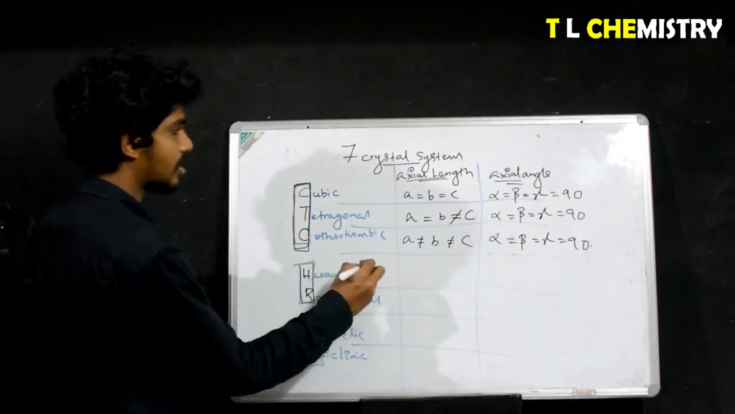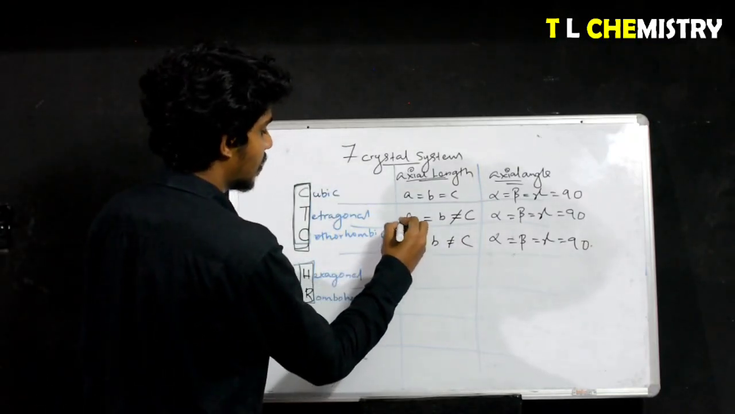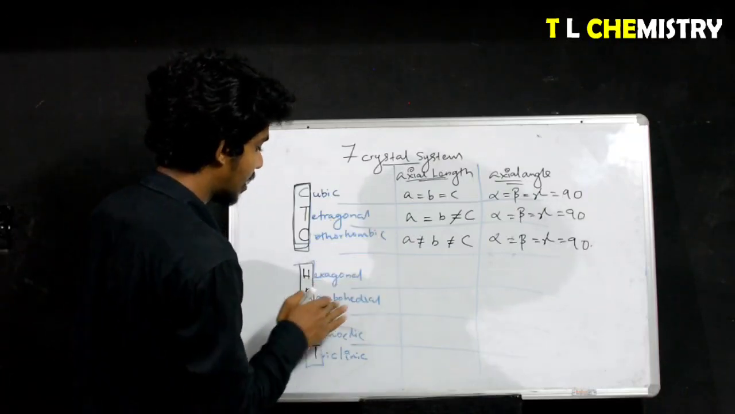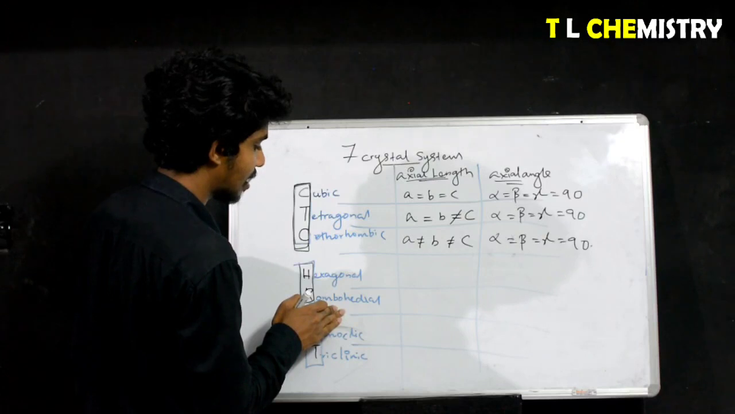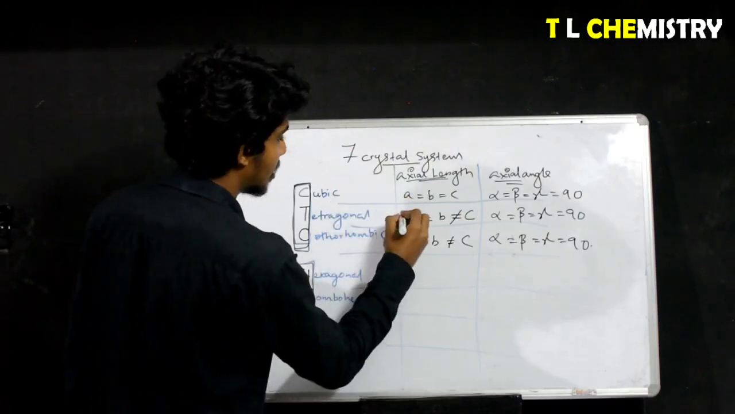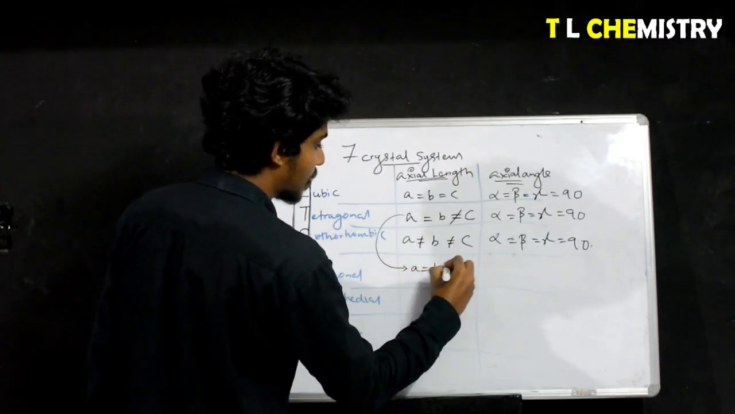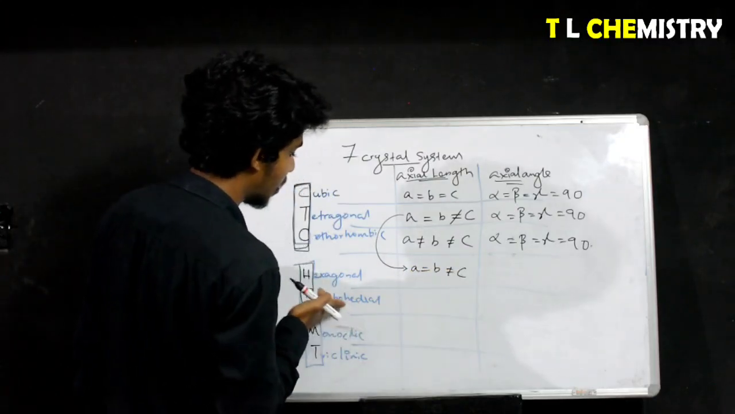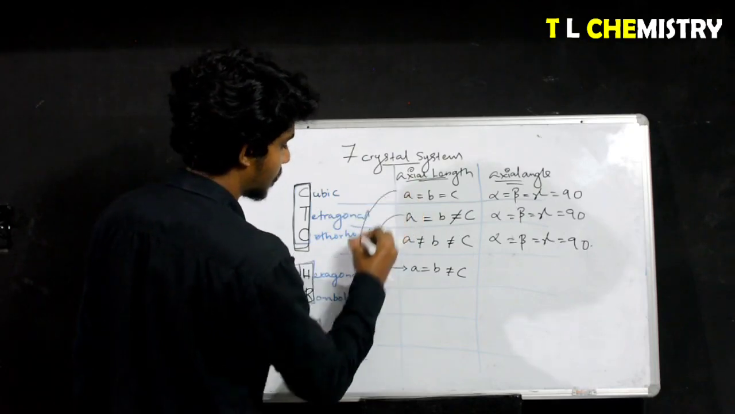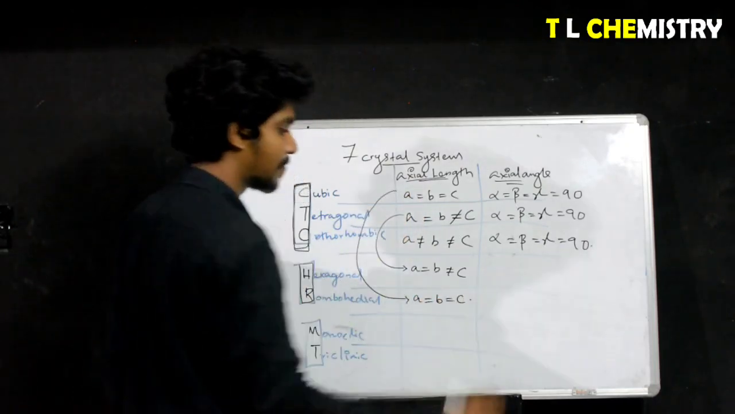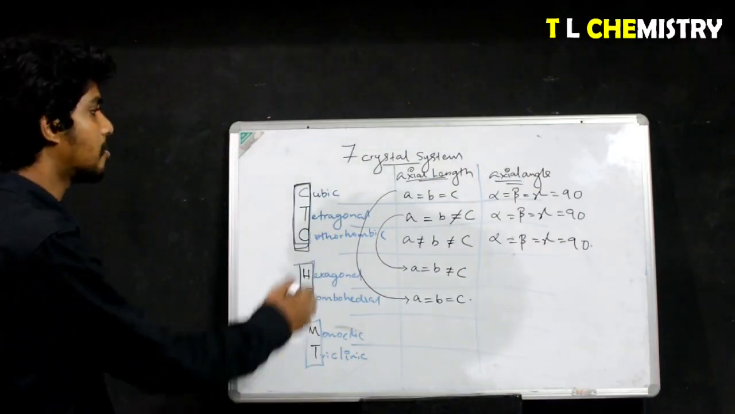In case of hexagonal, the axial length is the repetition of the second, and in case of rhombohedral, the axial length is the repetition of the first. That is, hexagonal can be written A is equal to B not equal to C, and rhombohedral is A is equal to B is equal to C. Clear? Then we move to the axial angle.